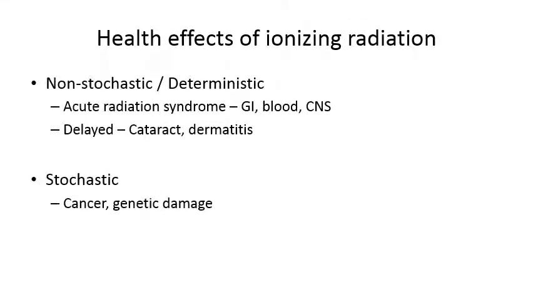Hence, when we talk about the health effects of ionizing radiation, we will generally classify the effects into deterministic and stochastic effects. Deterministic effects are also called non-stochastic effects, and include acute radiation syndrome, and delayed effects, such as cataract and dermatitis. The stochastic effects refer to the development of cancers, and other genetic damage.